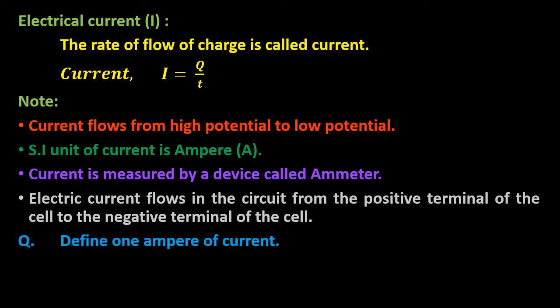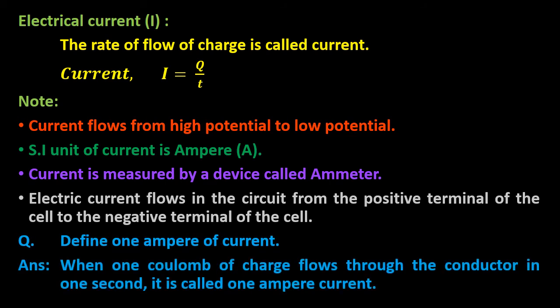Now here also we have to define 1 ampere of current, which is defined as: when 1 coulomb of charge flows through the conductor in 1 second, then we call it 1 ampere of current.